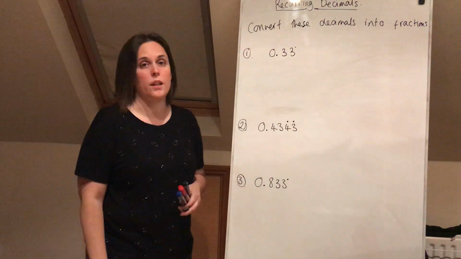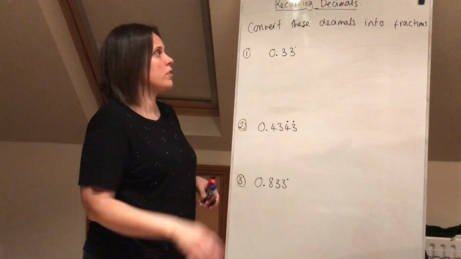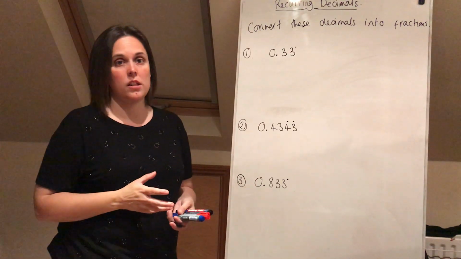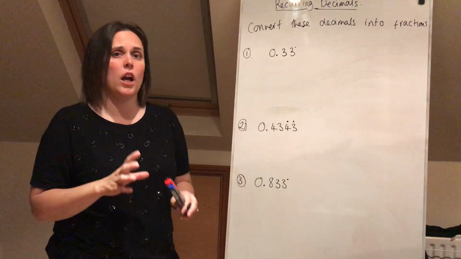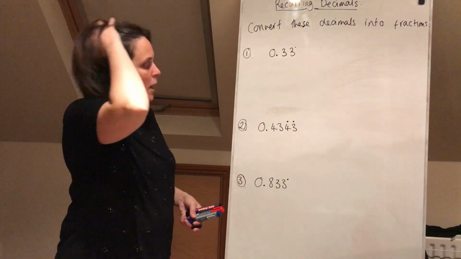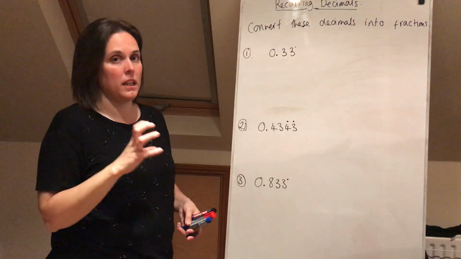In today's lesson, we're going to look at recurring decimals, and to begin with I'm going to ask you to convert these decimals into fractions. Now the reason we're looking at recurring decimals in particular is because they're a bit different to other decimals. A recurring decimal is a decimal that has a pattern that repeats.